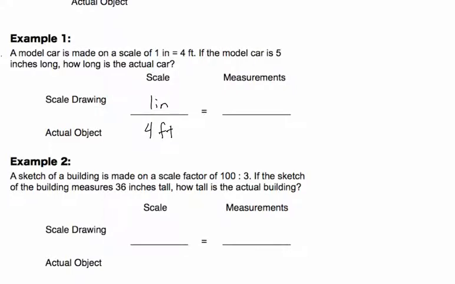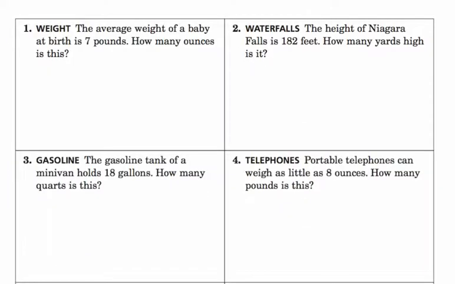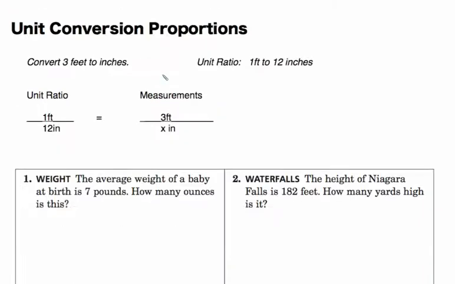Okay, going on to the next topic, unit conversion proportions. So again, I have an example here. Convert 3 feet to inches. So we know that 1 foot to 12 inches is our unit ratio. So we have 1 foot over 12 inches, and I put that's the unit ratio. And I put the measurements from the problem: 3 feet equals X inches. That's what I'm looking for.